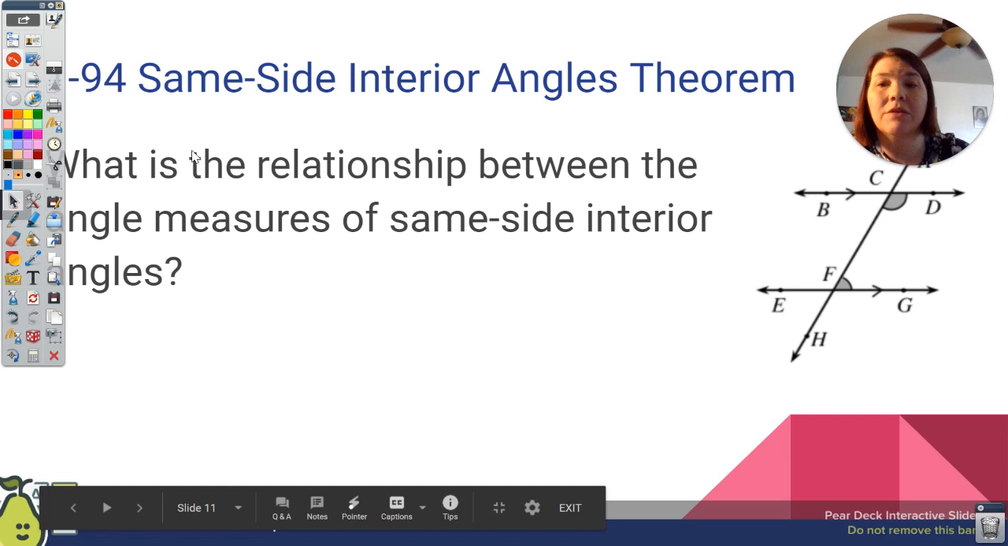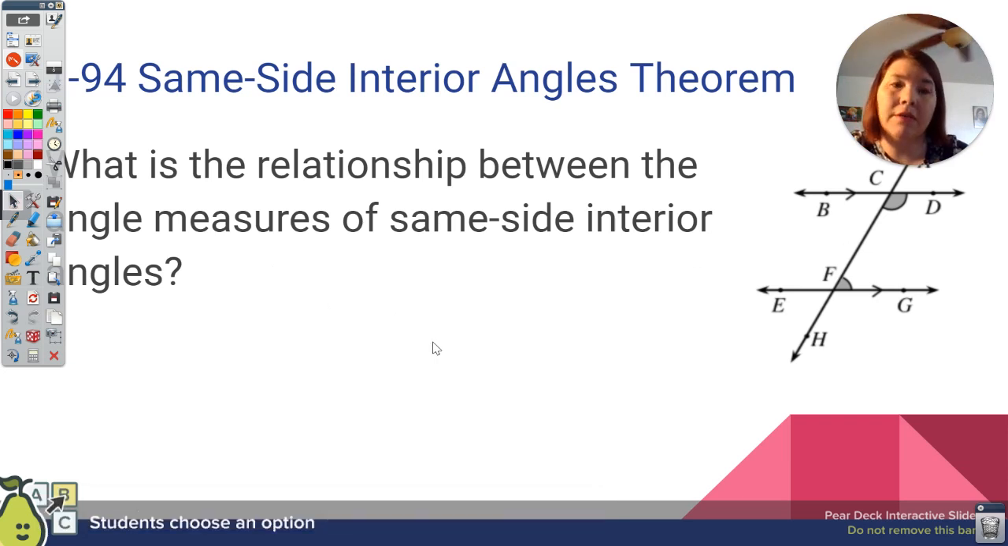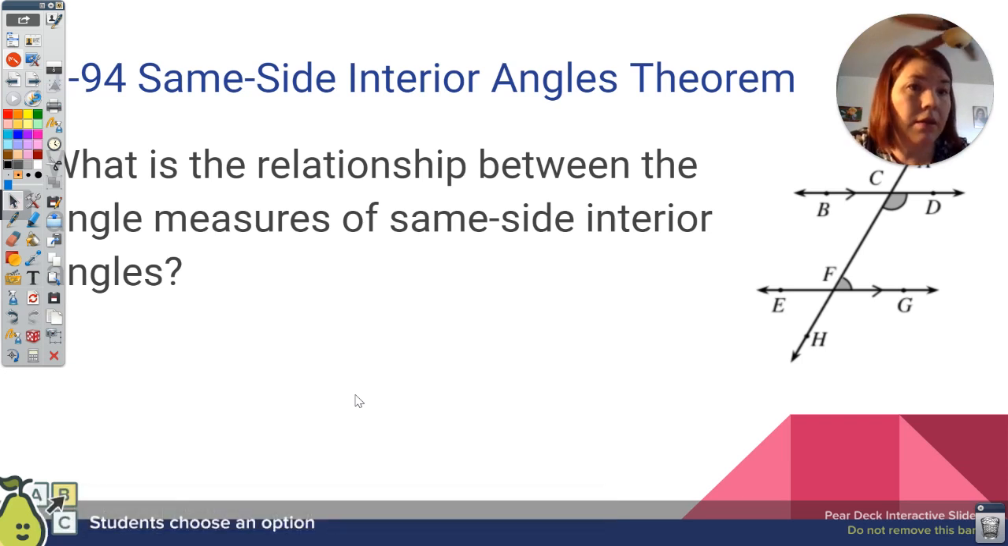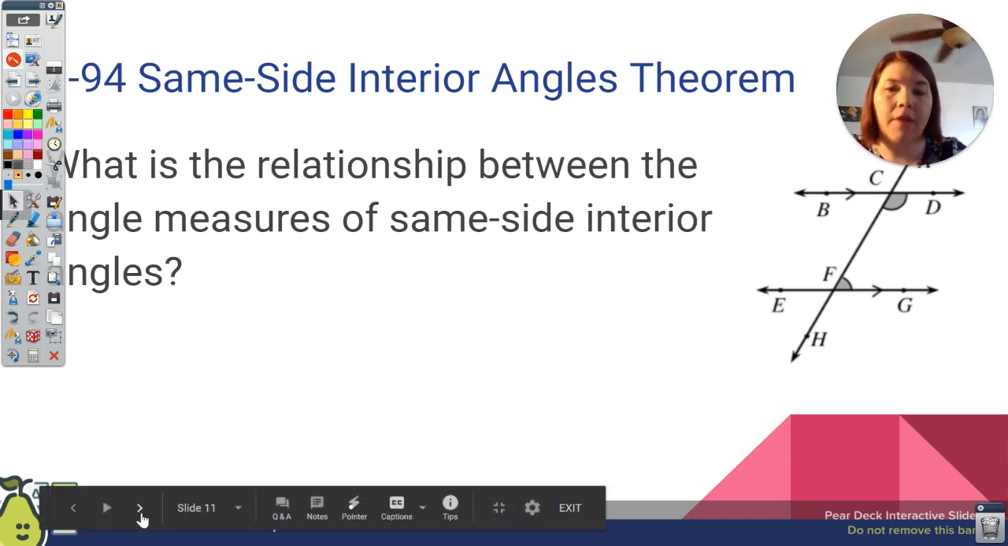So, what is the relationship between the same side interior angles? And again, your choices are supplementary or congruent. I said that in the wrong order, but that's okay. Are the angles supplementary or congruent? Now, remember, your eyes are deceiving, so don't use that as an idea, but think about what we could do. All right. I agree with some of you. We'll talk about it in a minute.